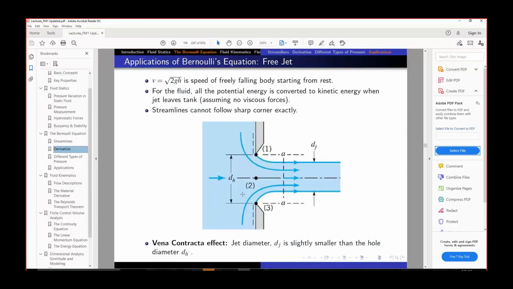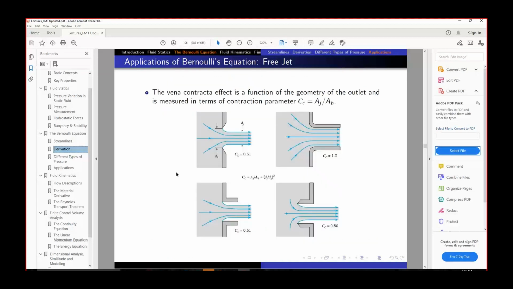And the contraction parameter can be measured experimentally. How experimentally? You will perform this experiment in the fluid mechanics lab. Depending upon the hole geometry, you can know the area of the hole, the diameter of the hole. You can simply measure that. Once that is done, you can measure the diameter of the jet using some technique in the lab. And simply by calculating the ratio of the two diameters, you can get the contraction parameter. For different geometries, it is different.